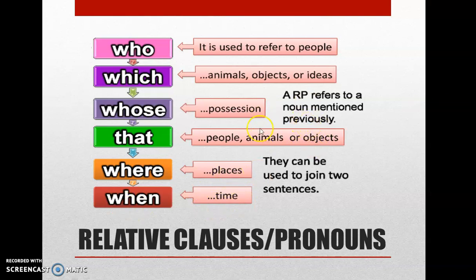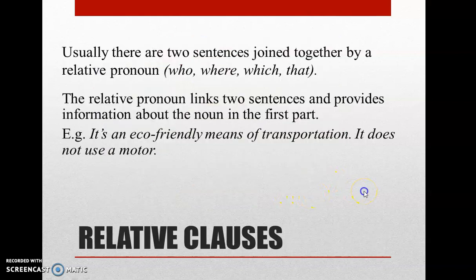As you can see right here, we have some notes. A relative pronoun refers to a noun mentioned previously, okay? So we are going to give information about a previously mentioned noun, okay? And they can be used to join two sentences, okay? Let's continue. Usually, there are two sentences joined together by a relative pronoun or clause, okay?